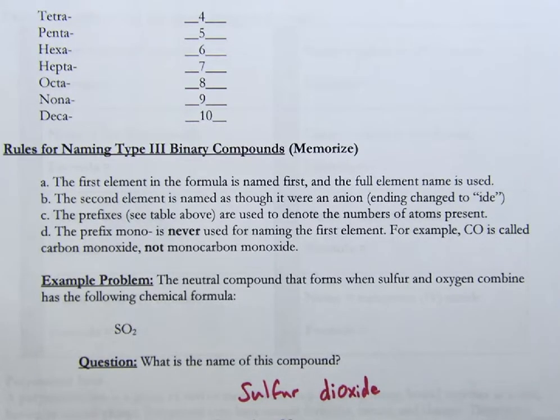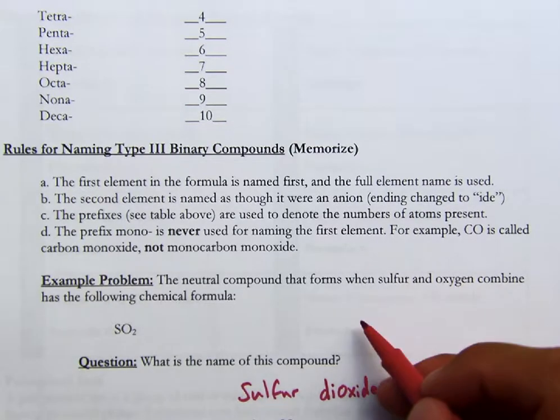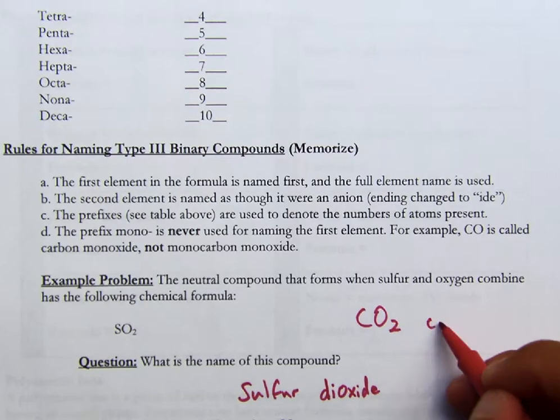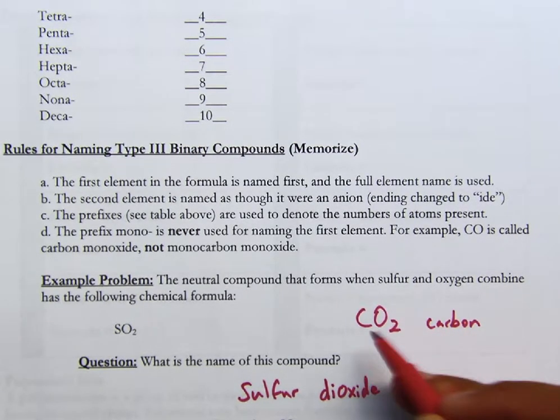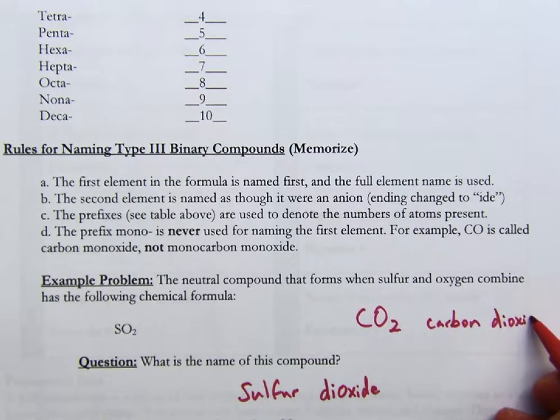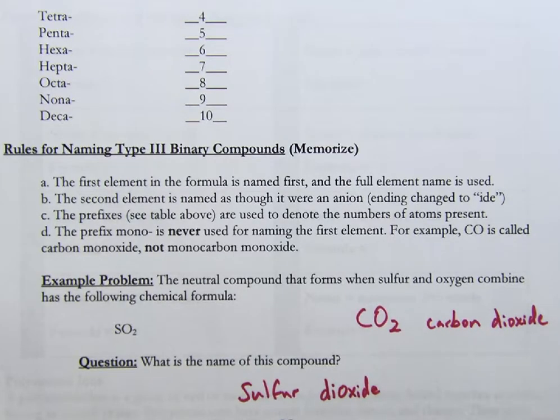Okay, in your daily life, you've probably seen CO2 before. What's that called? Carbon, because that's the first one, and then you have 2 oxygens, carbon dioxide. Have you heard of that? Global warming, CO2 emissions, carbon dioxide. That's how the naming system works.